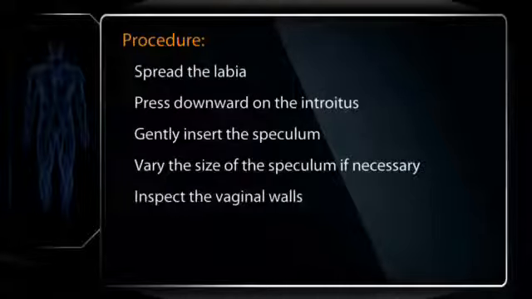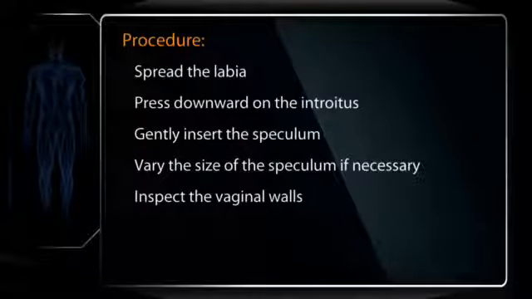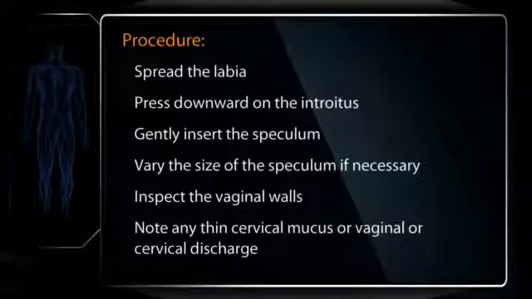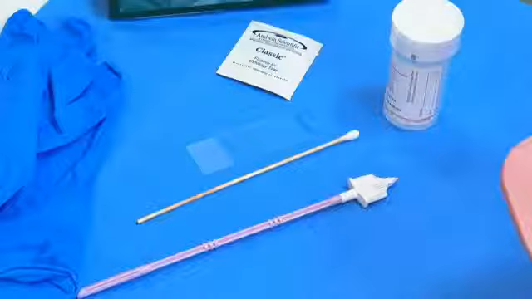Inspect the vaginal walls, which may be atrophic, and the cervix. Note any thin cervical mucus, suggesting use of hormone replacement therapy, or vaginal or cervical discharge that warrants culture. Use an endocervical broom or a wooden spatula and brush to obtain endocervical cells for the pap smear. Consider using a blind swab if the atrophic vagina is too narrow.